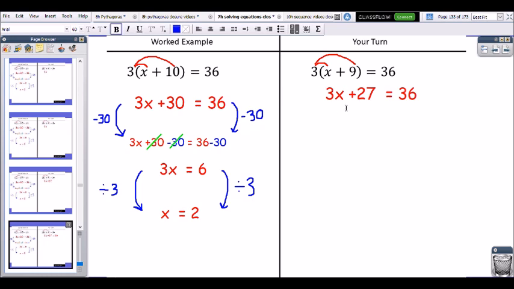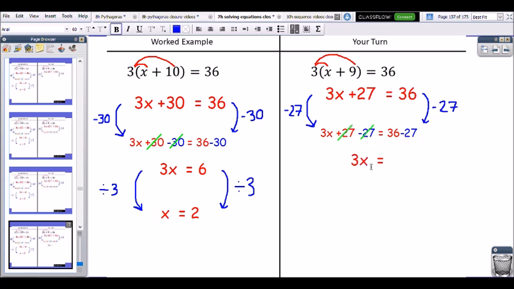Remember what we're trying to do. If we're solving an equation, we just want x on its own. So there's no reason for that positive 27 to be there. Let's use our balancing method and subtract 27 from both sides. This positive 27, negative 27, that makes 0, so they can just vanish. So I'm left with 3x equals 9. So 3 lots of something gives me 9. What is that something? What does x have to be? Using my balancing method, divide both sides by 3, and that tells me that x equals 3. So there's my solution.